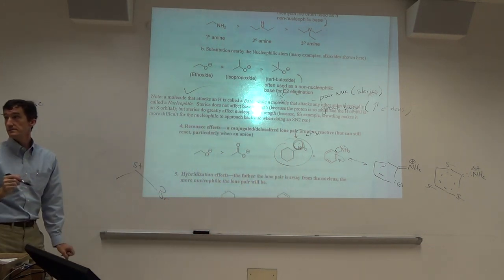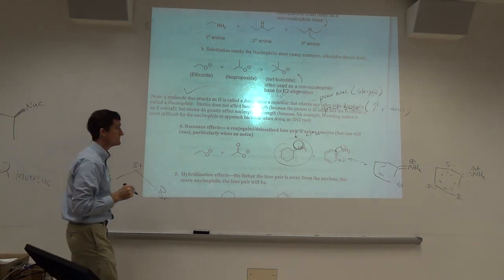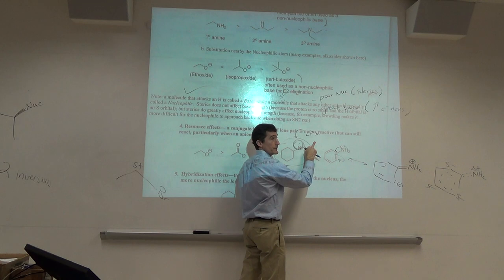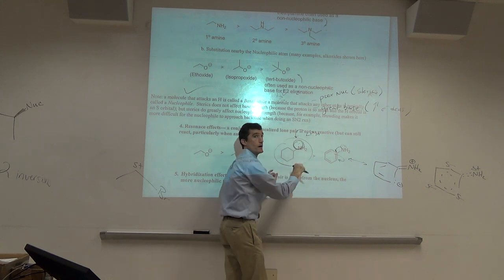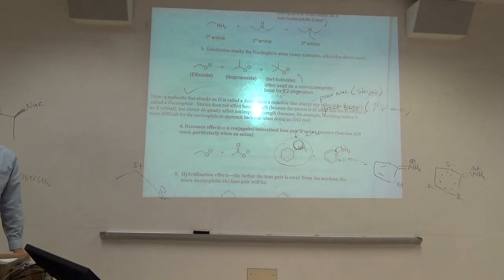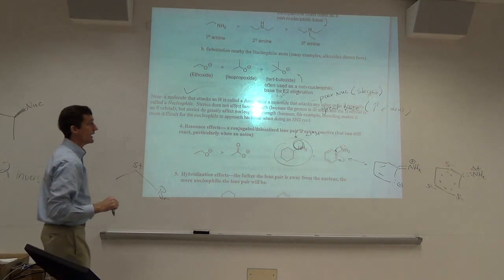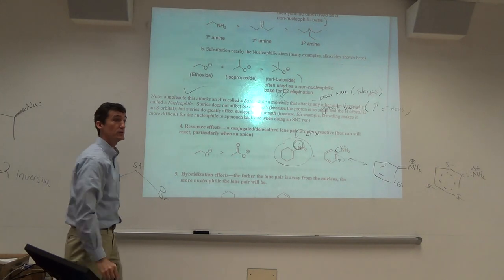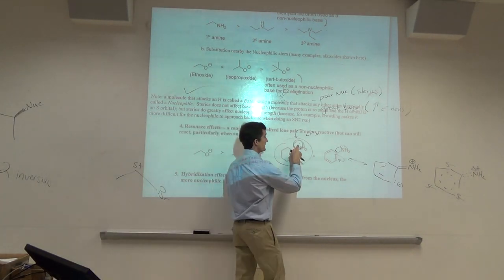Elena Hall? Brianna? What type of orbital is this lone pair in? We spent like two lectures on this back in August, September. Why did we do that? Because we need to know this. We're going to move on. What type of orbital is that in?